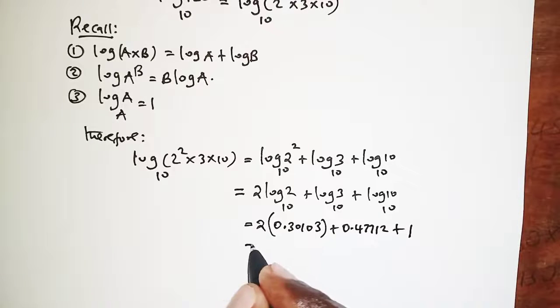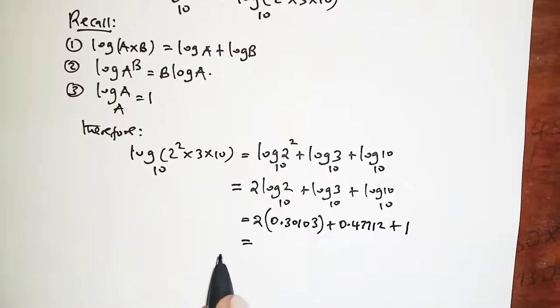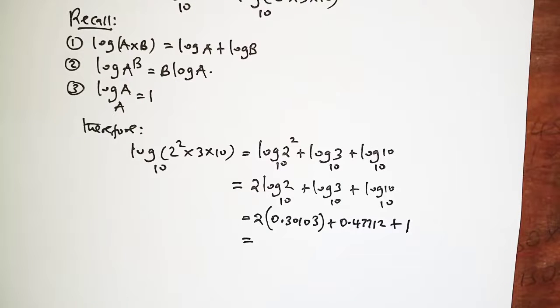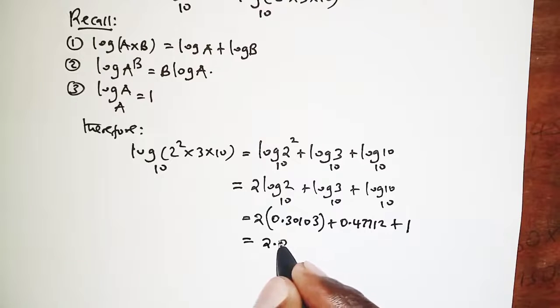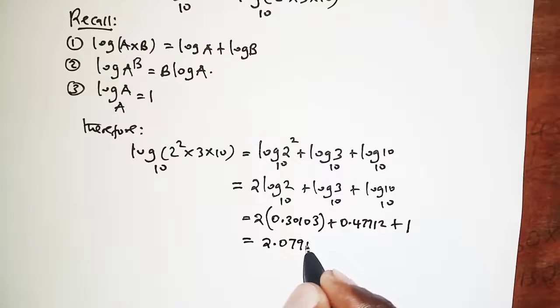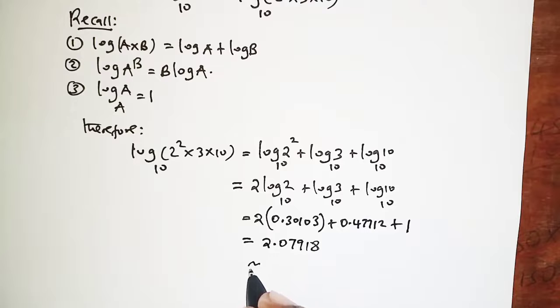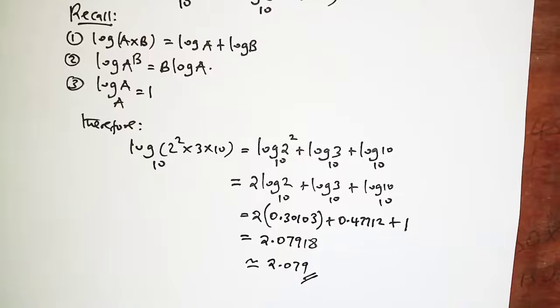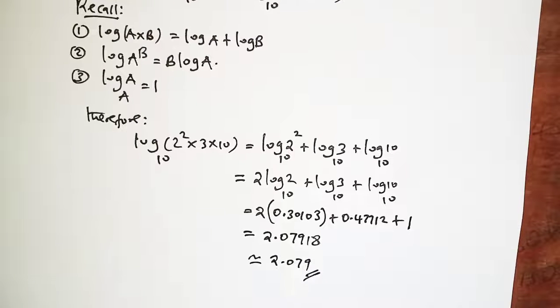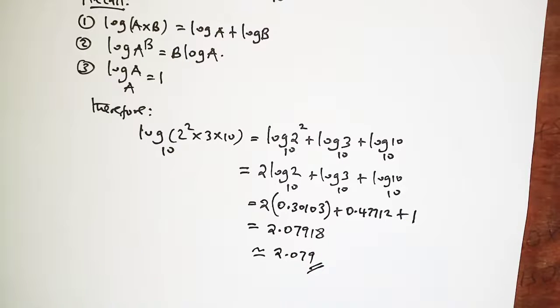So finally, working out this from my calculator, I'm getting 2.07918, and that is approximately 2.079 to 4 significant figures. So finally, that is the end of this question.